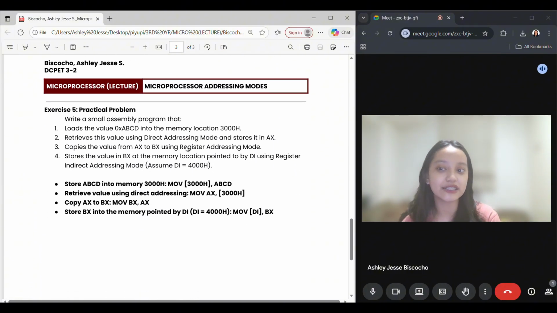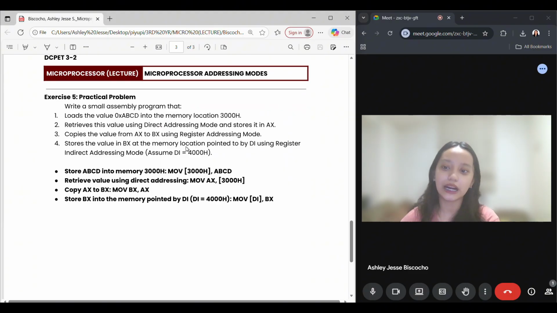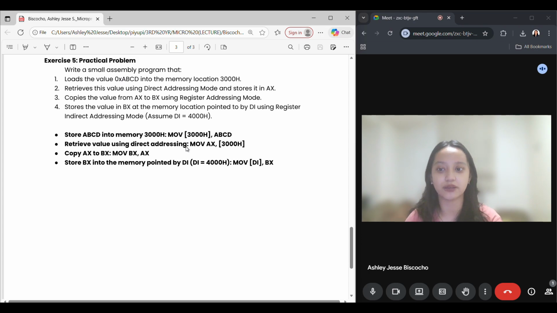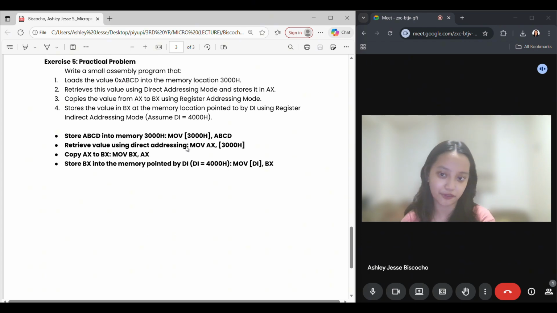For exercise 5, the practical problem: write a small assembly program that loads the value 0ABCDH into the memory location 3000H, retrieves this value using direct addressing mode and stores it in AX, copies the value from AX to BX using register addressing mode, and stores the value in BX at the memory location pointed to by DI using register indirect addressing mode. Assume DI is 4000H.